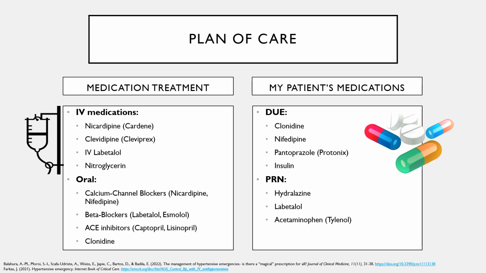The column on the right of this slide shows the medications that my patient was taking. At the time I was involved in my patient's care, he had stabilized enough to transfer from the ICU to the telemetry floor that I had my clinical on. He was taking 2 oral antihypertensive medications, clonidine and felodipine. He also had Protonix for acid reflux and insulin for his diabetes. In addition to these medications, he was also prescribed 2 PRN blood pressure medications, hydralazine and labetalol.